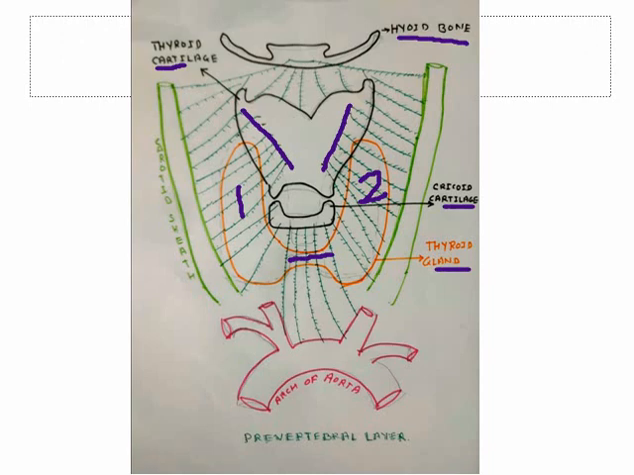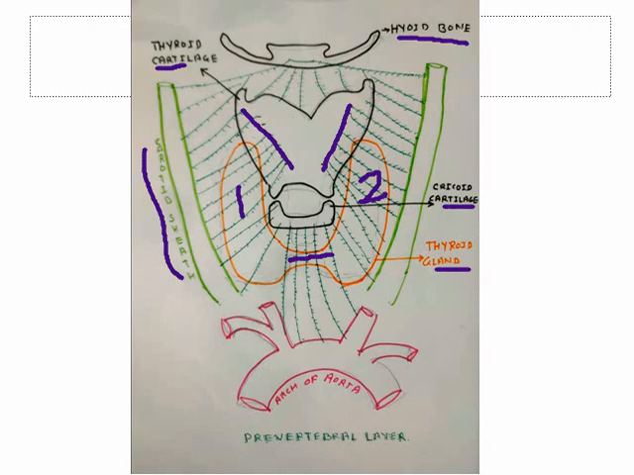Carotid sheath is nothing but the fascial covering which covers the common carotid artery, internal carotid artery and internal jugular vein. All these are present in this green colored carotid sheath. This is the carotid sheath. Here we have marked it as carotid sheath. This is also carotid sheath on each side.